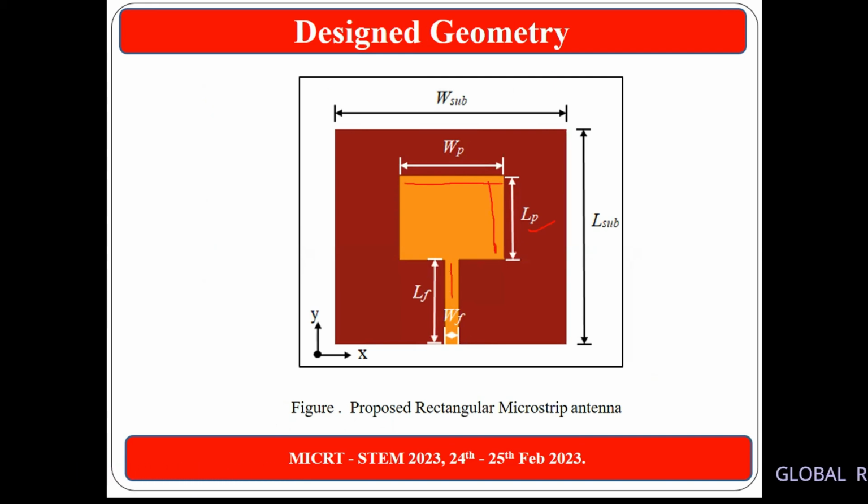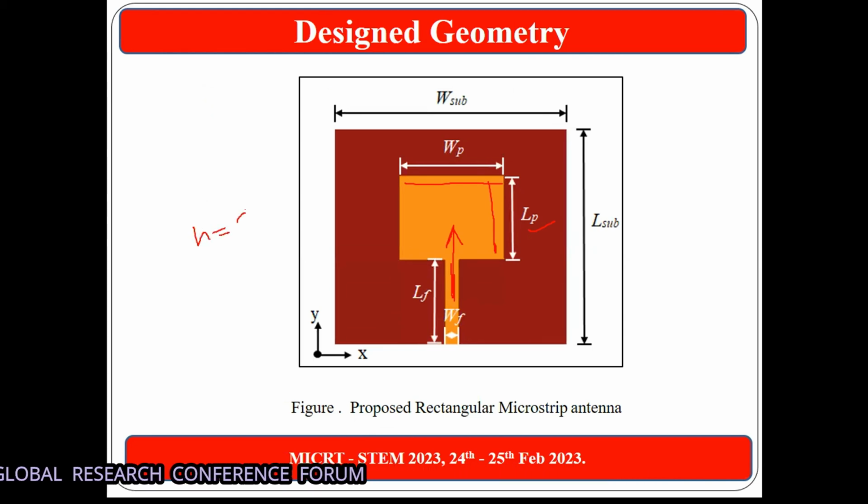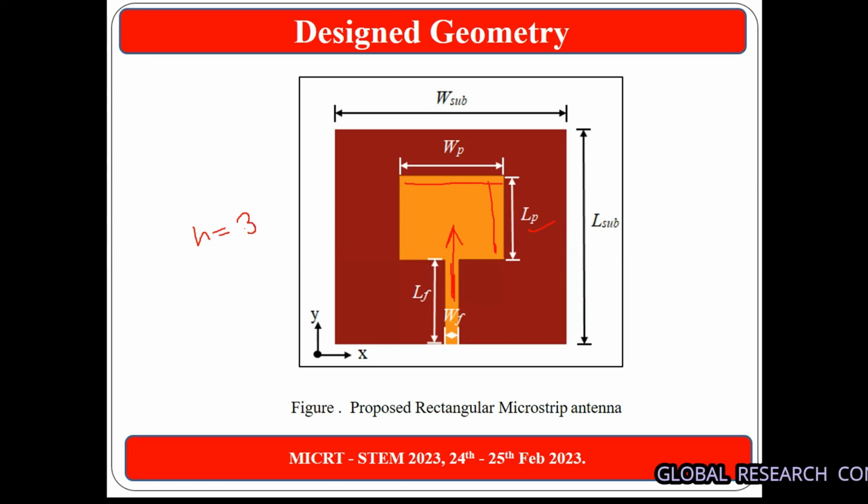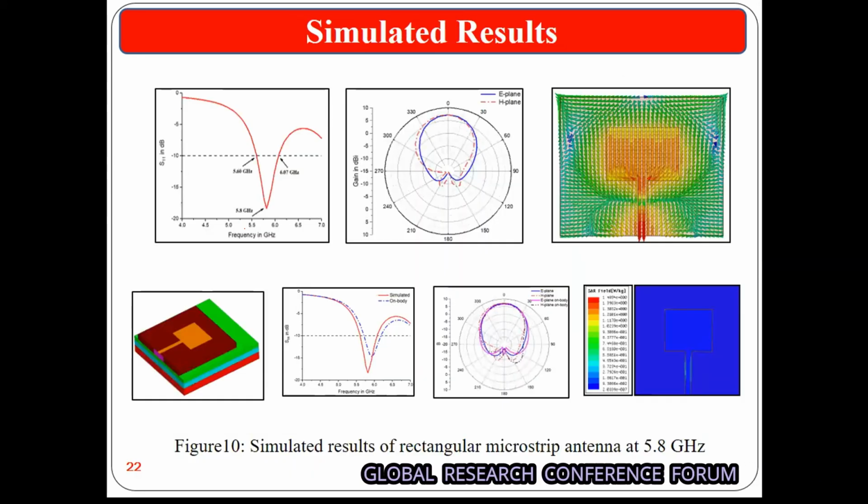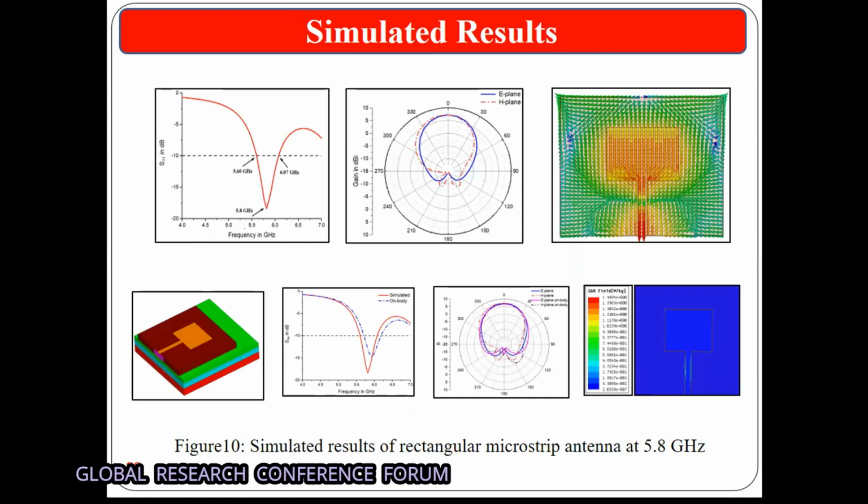This is called a feed line through which the antenna will get the inputs, meaning feeding, and my antenna will resonate. So this is the geometry that I have prepared, considering the thickness of the foam material as h equal to 3 mm. So for this 3 mm, my antenna is designed as part of the substrate. So these are the results that I have used for my design while simulating.